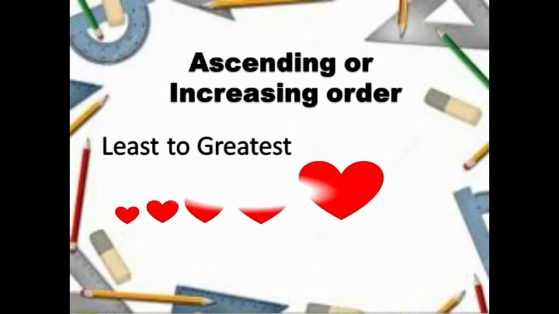For example, we have here the hearts. As you can see, we arrange the hearts from small to big. So this is the arrangement of the increasing order, or the least to greatest.